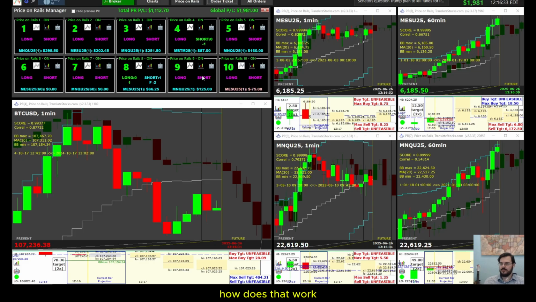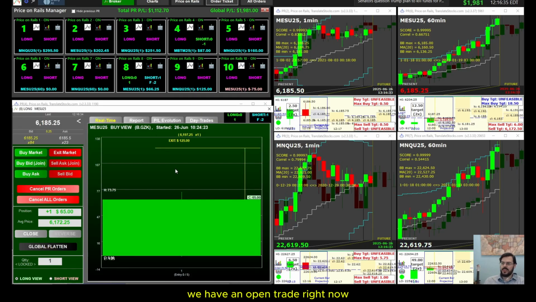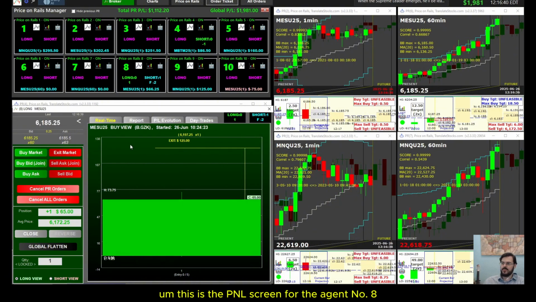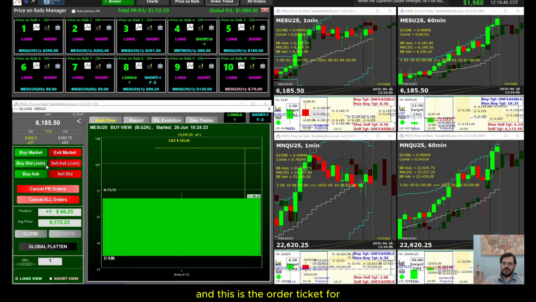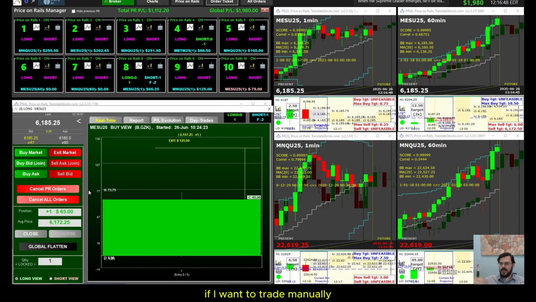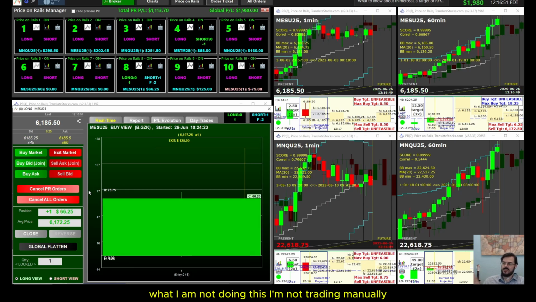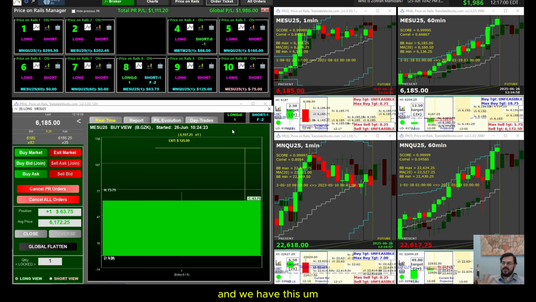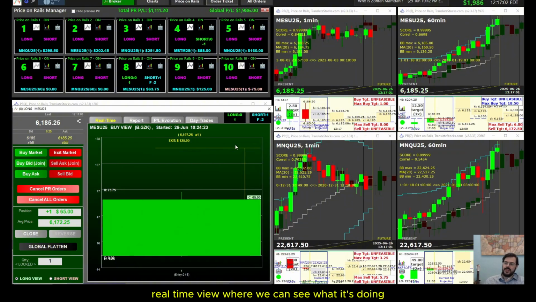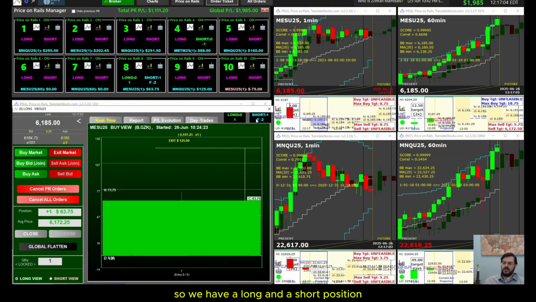How does that work? We have an open trade right now, so it's easy to explain. This is the P&L screen for agent number 8. I have number 8 here in the title, and this is the order ticket if I want to trade manually. I'm not doing this, I'm not trading manually. I'm just letting the agents trade by themselves. So we have some configs that it's using to trade, and we have this real-time view where we can see what it's doing. We have a long and a short position.